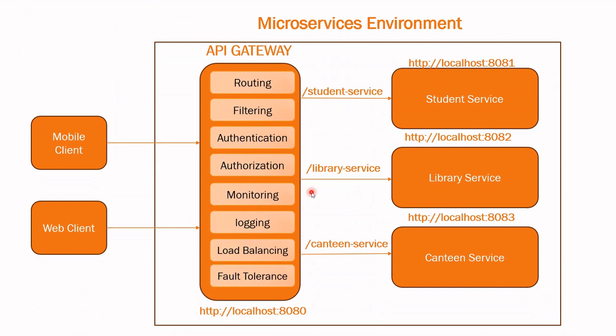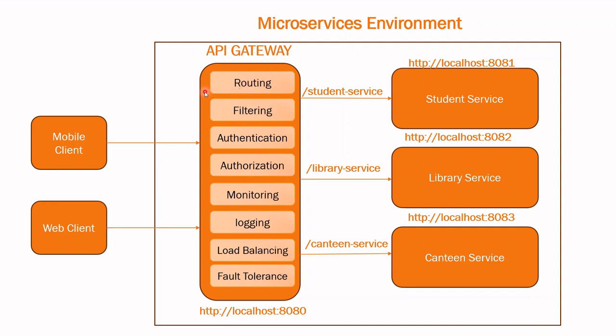Okay, so this is the microservices environment. We are trying to understand how we can use an API gateway in our microservices environment. This is our client, the mobile client and web client. This is our UI. The UI will send requests to the API gateway, and with the help of this API gateway we can perform all these things. In our case we are using Netflix Zuul API gateway.